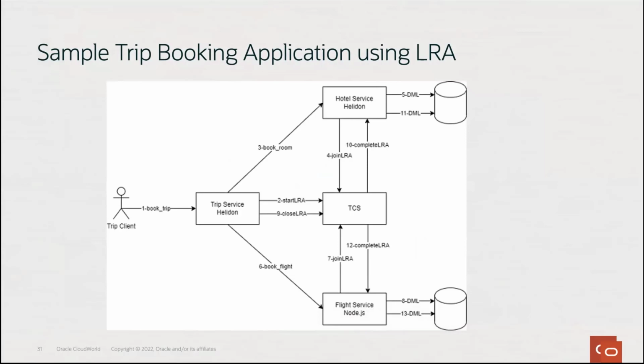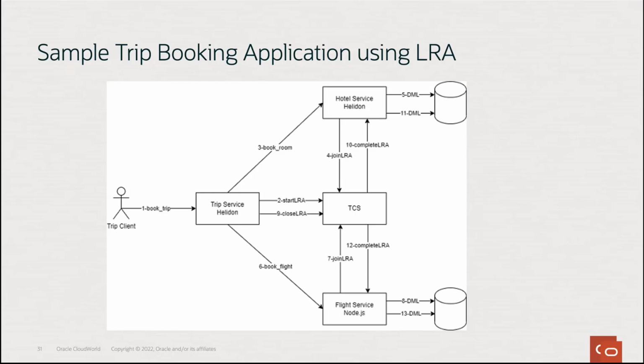Now let's take a look at the trip booking sample application that creates an LRA transaction that is coordinated by the MicroTx LRA coordinator. In this application, there are 3 microservices for booking a trip, which includes a flight and a hotel booking. The trip manager and the hotel service have been implemented using the Helidon framework that provides an LRA client which conforms to the Eclipse microprofile LRA specifications.